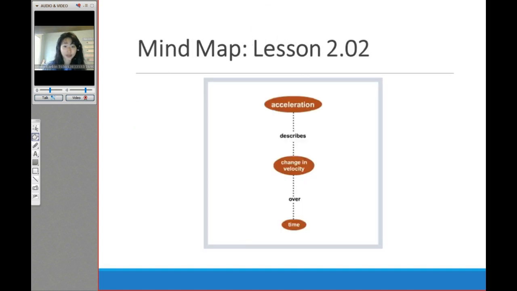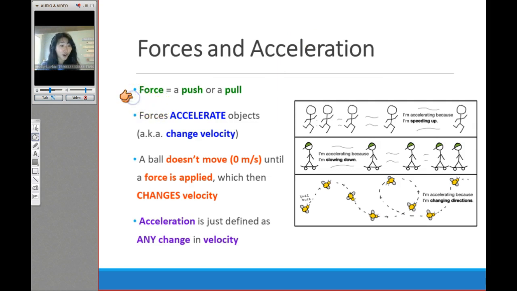Okay, excellent. So now we can actually jump in and talk about acceleration. So a force, what you just saw, is either a push or a pull. In our example, I was using pushes as my force. Now forces accelerate objects, which I just talked about. This idea that a big force causes a big change in velocity, that is acceleration. So acceleration is any change in velocity.